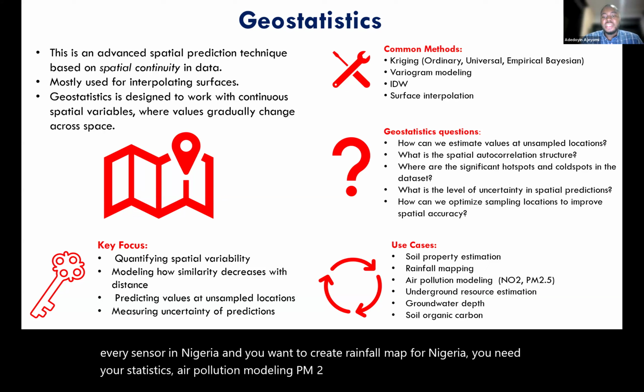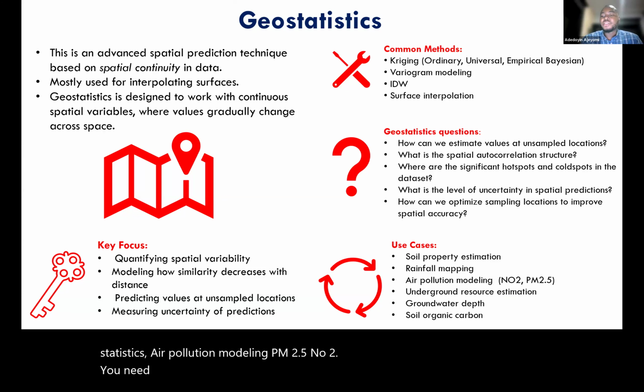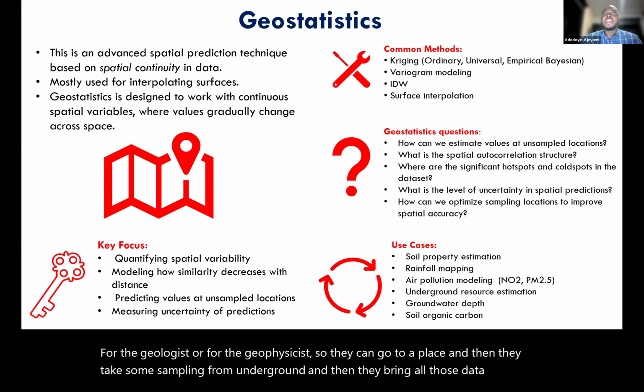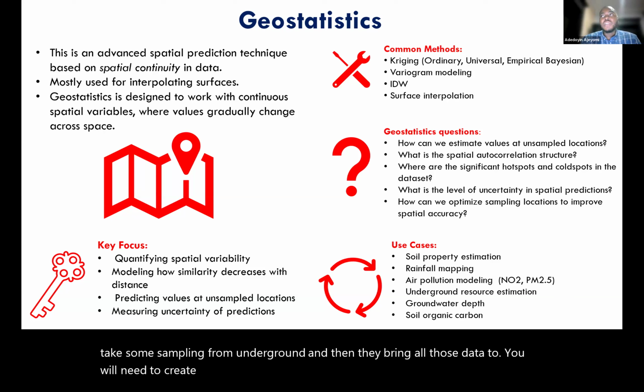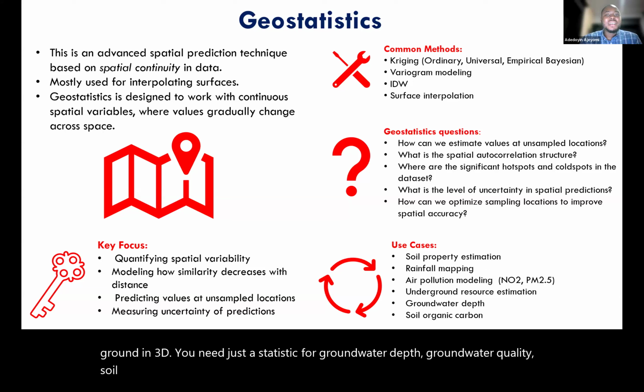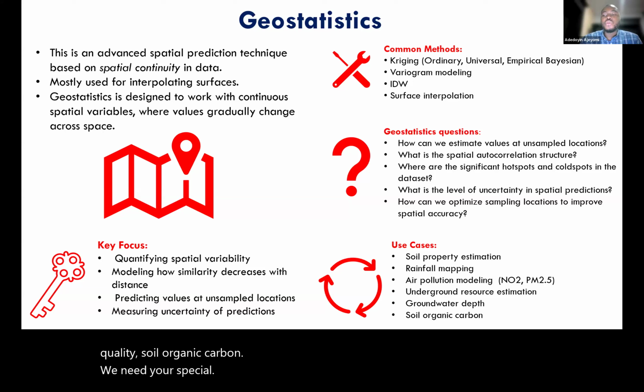You need your geostatistics. When you talk about underground resource estimation, for the geologist or the geophysicist, they can go to a place and take some samples from underground and then bring all those data to you. You will need to create an underground map that will actually show below the ground in 3D. You need geostatistics. For groundwater depth, groundwater quality, soil organic carbon, you need geostatistics because it has to do with surface modeling. So anything on the surface or beneath the surface, you need it for it.